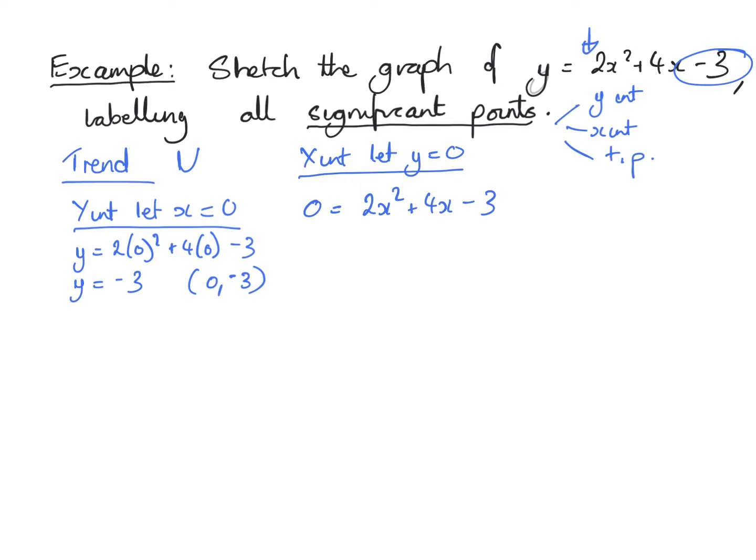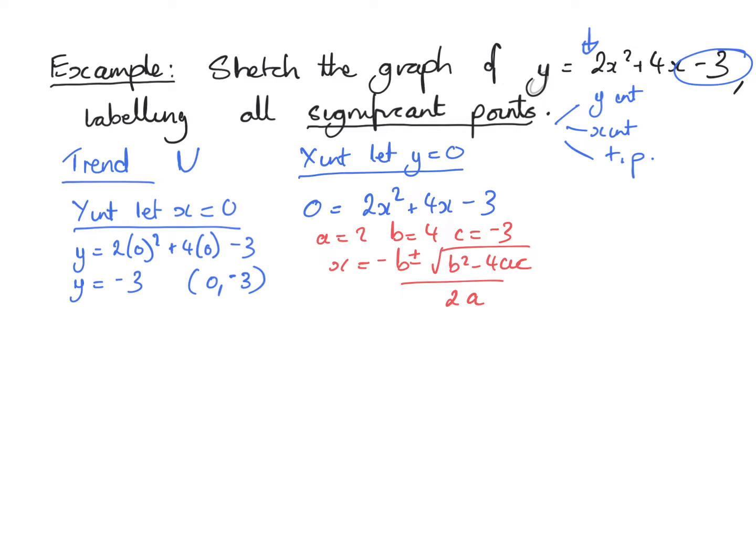Now, if we can, it would be really nice to be able to use the cross-bridge method or decomposition, but I can tell you here that it does not factorise any way other than using your quadratic formula. So I'm going to use the quadratic formula here to get my x-intercepts. We know a is 2, b is 4, c is minus 3, and we know x equals minus b plus or minus the square root of b squared minus 4ac on 2a.